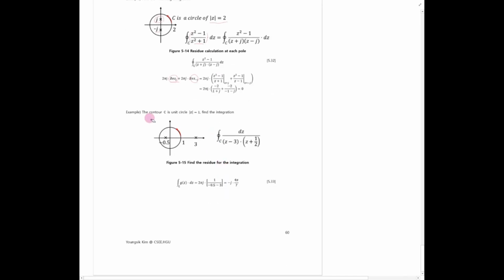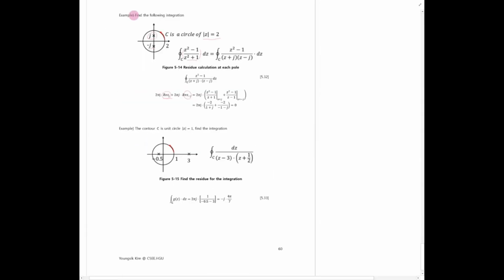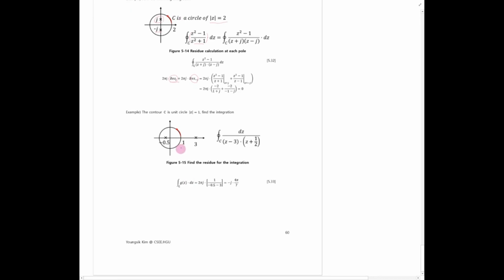The next example: now the contour is defined as the unit circle. This is the contour on which to take the integration. The complex function is 1 over g minus 3 times g plus 1.5. At this moment, there are two poles, one at 3 and another at minus 1.5. But only the pole at minus 1.5 is inside this circle, so we need to evaluate the residue value for this one.